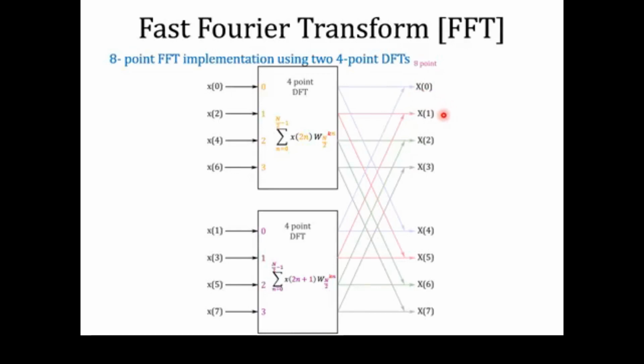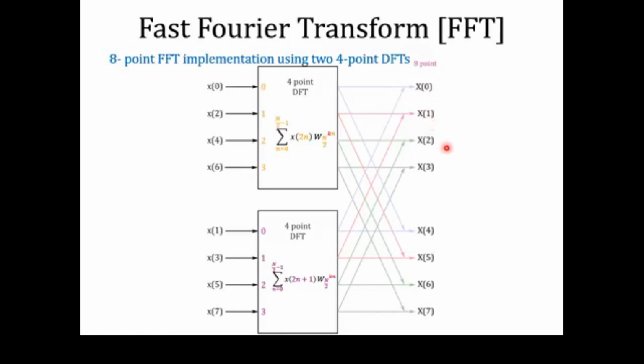For x of 1, we will need W8^1. Why are we using the substitute value equal to 8? Because it is the case of 8-point DFT. So W8^0 will help us to calculate the DC harmonic value. W8^1 will provide the fundamental harmonic value.